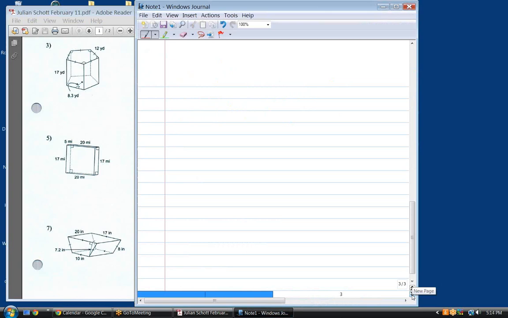What is the base? Now, by that question, I mean, is the base one of these rectangles, or is it the Pentagon? Is it the Pentagon? Exactly. In other words, the Pentagon is the same on both ends. Okay? That means this is a prism.